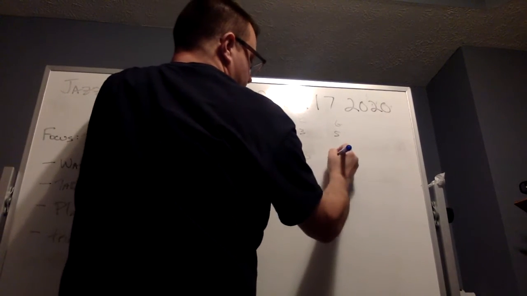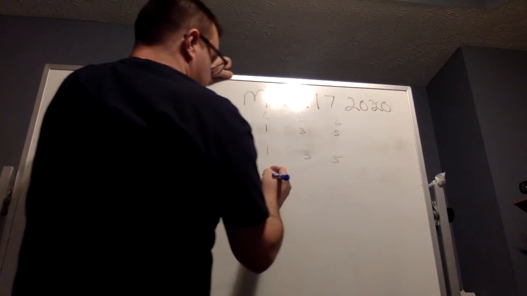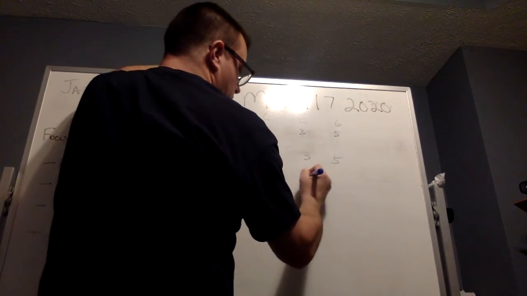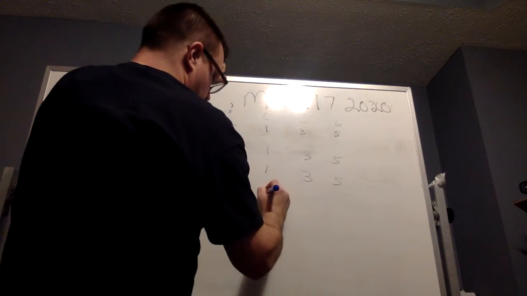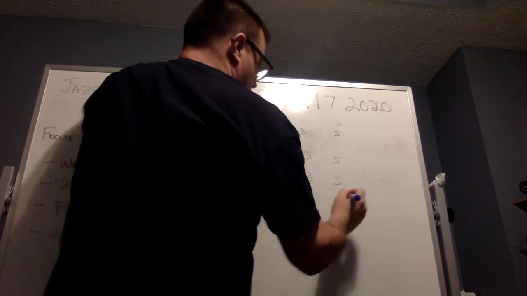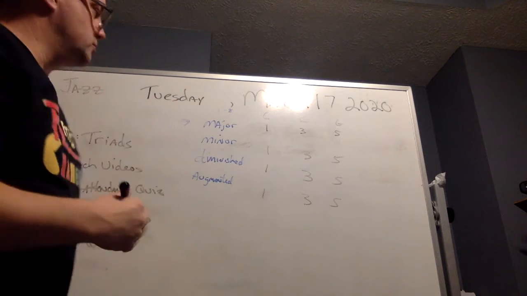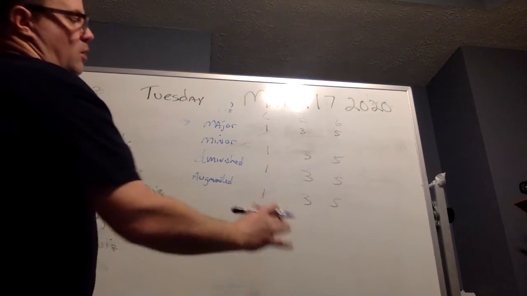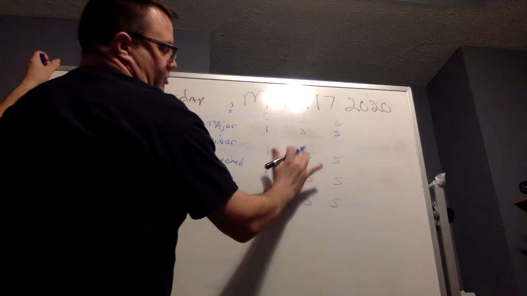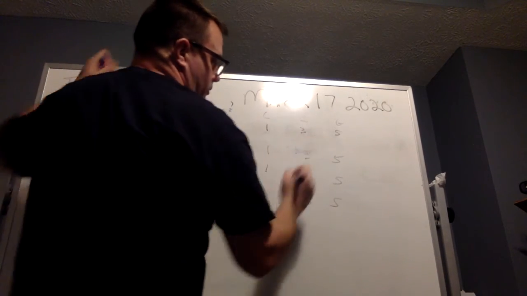Okay, so we have this same 1, 3, 5. Everything's 1, 3, 5. The first note of the major scale, the third note, and the fifth note. Only thing that changes is what we do to those notes. So for a minor, we take the third and we flatten it, or we lower it.